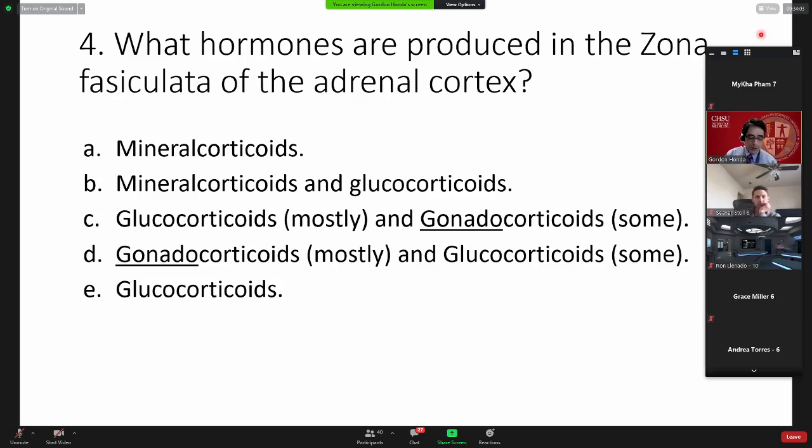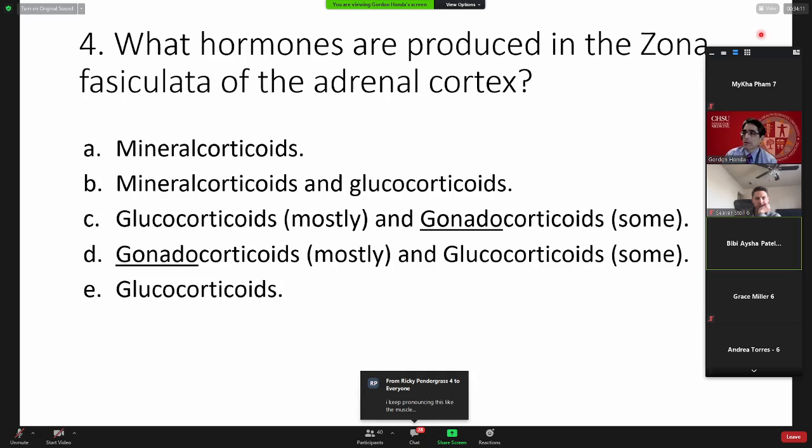Let's jump to group 5. Group 5, I don't want to push you too fast on this. I'm assuming you can scan this quickly. Can you just shout out what you think the answer is? Yeah, I'm thinking it's C. Okay, glucocorticoids mostly, and some gonadotropes.